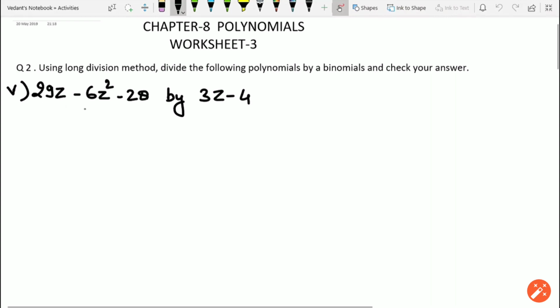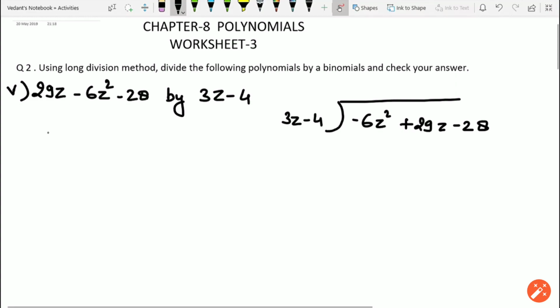Today we will start polynomial division using the long division method. The question is 29z minus 6z square minus 28 divided by 3z minus 4. First of all, we write the dividend, then we write the divisor.